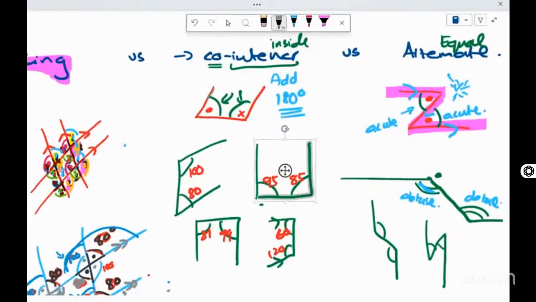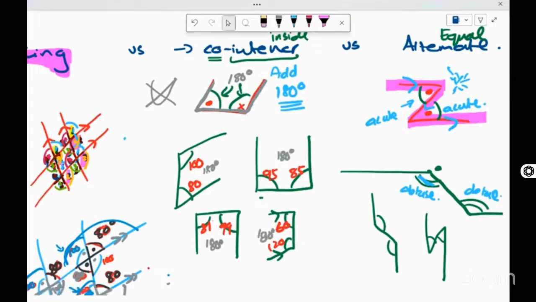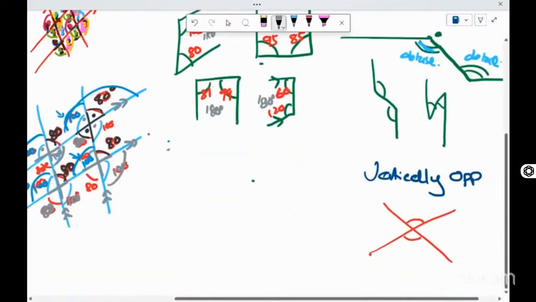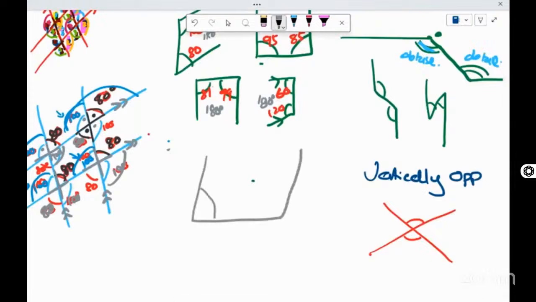Now this is not a U, this is more like cornered, right? It's not exactly a U shape, I would say. But we can see that this corner and this corner, these 2 angles will add up to 180 degrees every single time. Co-interior angles exist inside, and that's where the word interior comes from. So you have 2 angles which are on the inside, and they add up to 180.